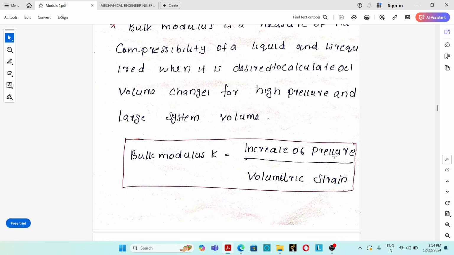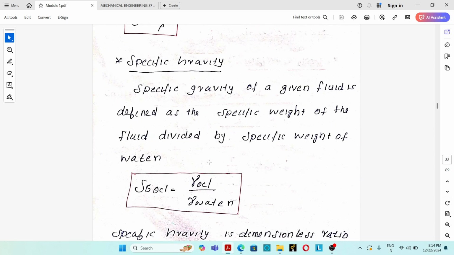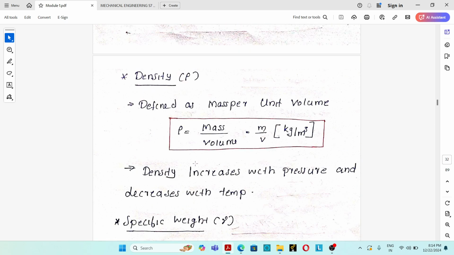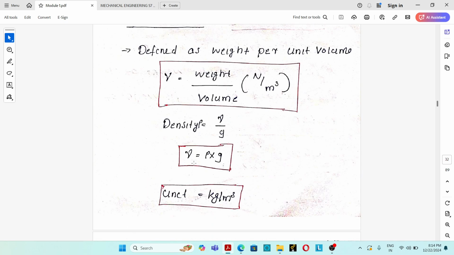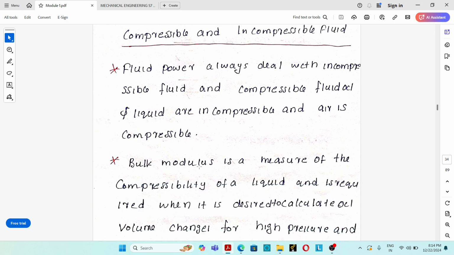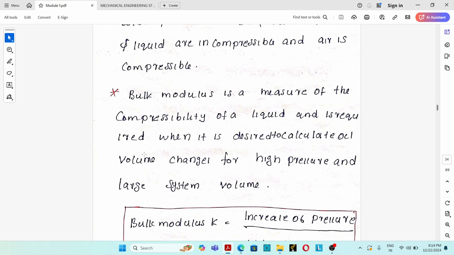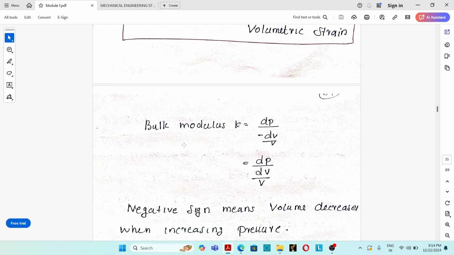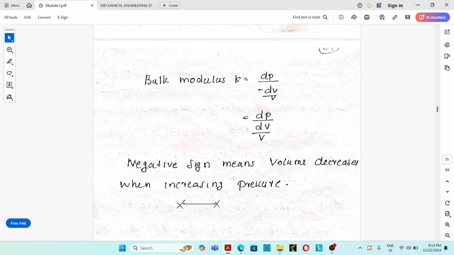Bulk modulus is equal to increase of pressure divided by volumetric strain. That's the equation which is used to find the bulk modulus. So these are the general properties of a fluid: density, specific weight, specific volume, specific gravity, then bulk modulus. Bulk modulus K is equal to dP divided by minus dV by V. See, the negative sign means volume decreases when pressure increases.